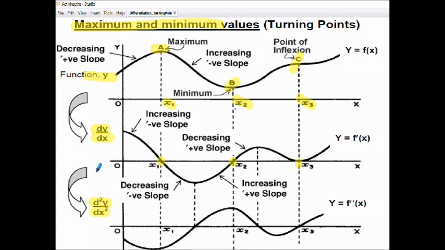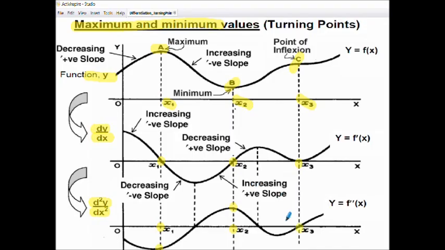So when we differentiate the equation again to get the d2y by dx squared and put the value of x1 into it, we end up with a negative value. I'm not bothered about the magnitude of that value, just the fact it's negative. When we put x2 into the d2y by dx squared, we get a positive value. Again, I'm not bothered about the magnitude, it's just positive. When we put x3 into the d2y by dx squared equation, we get 0.